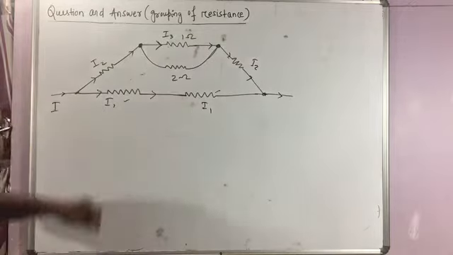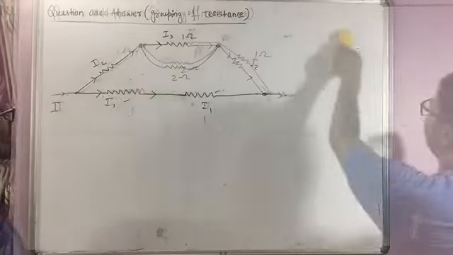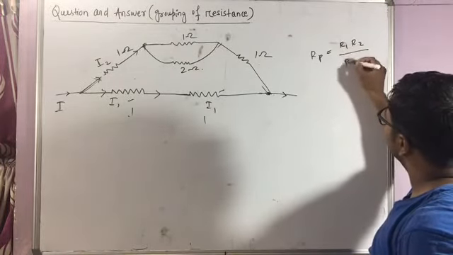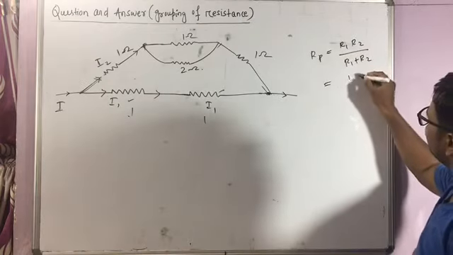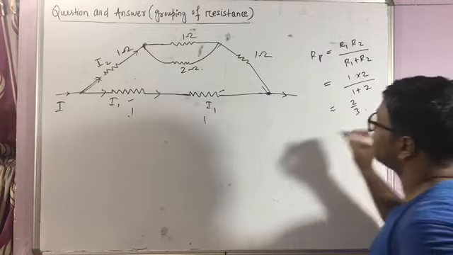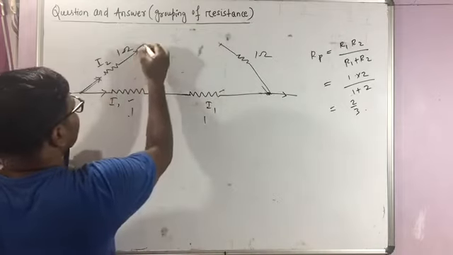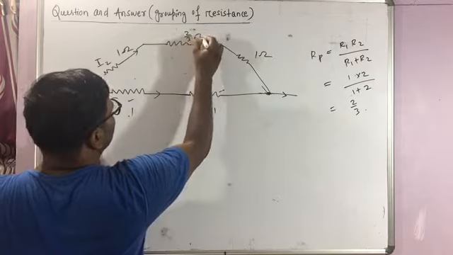Now in the diagram it is clear. This 1 and 2 are parallel, so I can replace them right here. Look at the parallel formula: Rp is equal to R1 R2 by R1 plus R2, which is 1 into 2 by 1 plus 2, which is 2 by 3. It means these two resistances I can replace by a single resistance, but the resistance will be 2 by 3 ohm.